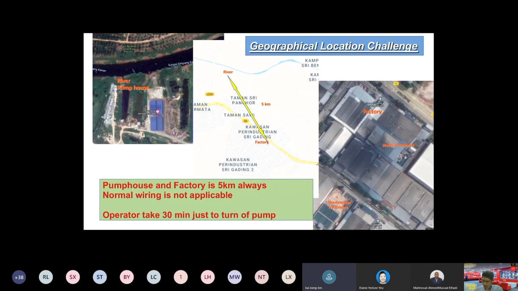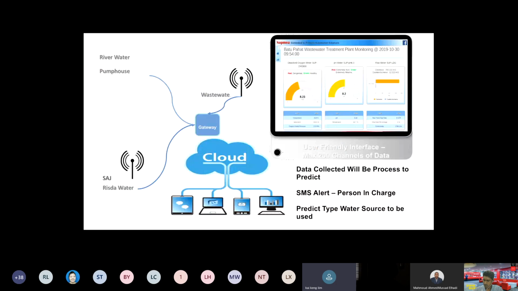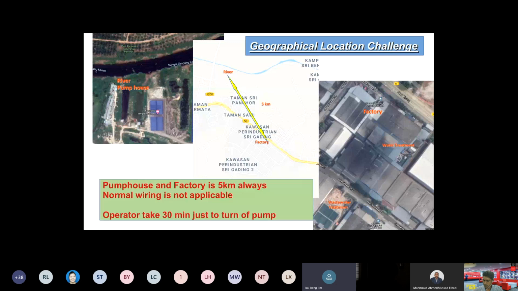So this is how it looks. This is the location of the factory. Just now we mentioned the factory is located 26 kilometers away from the sea. Let us look at the picture. This is the river side. This is the pump house from the river. It's about 5 kilometers away from the factory. At the factory, their water treatment is about 200 meters away from the factory, doing the process.